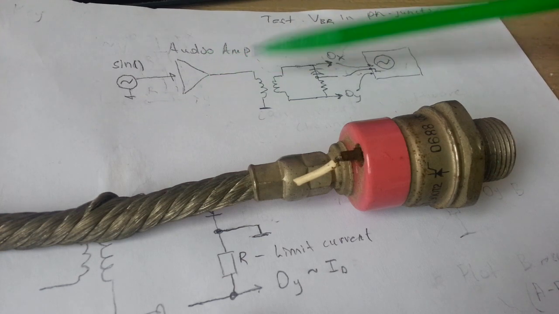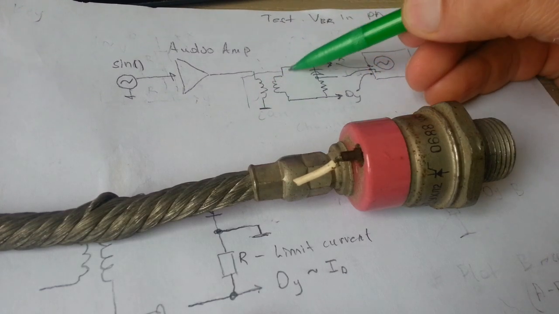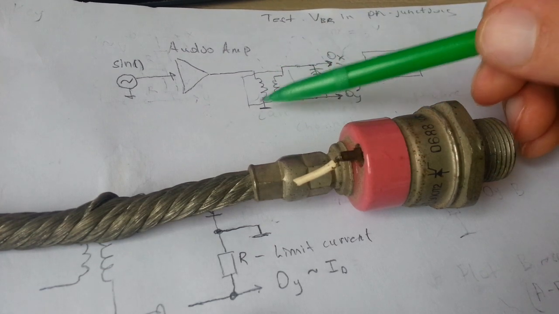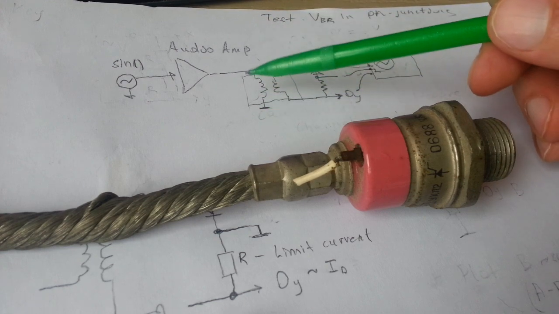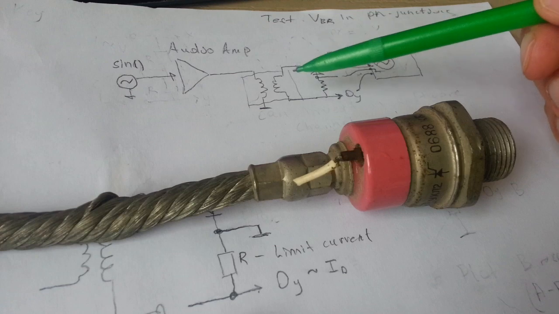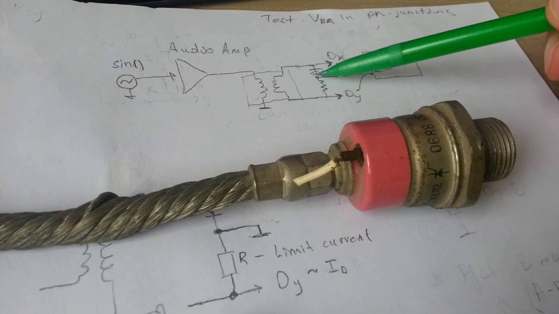So after that, I put the amplified signal to the transformer. This transformer is from an old LCD TV. It's used for the back illumination of the screen. After this transformer, I have the testing device.